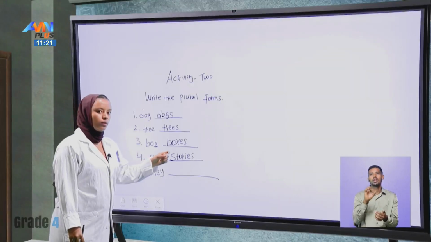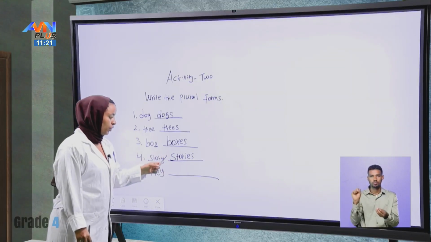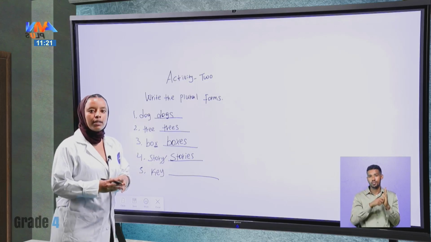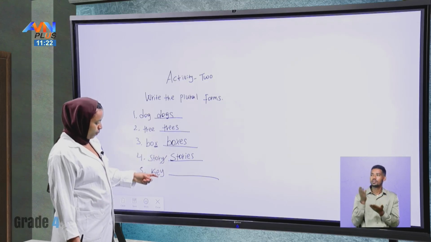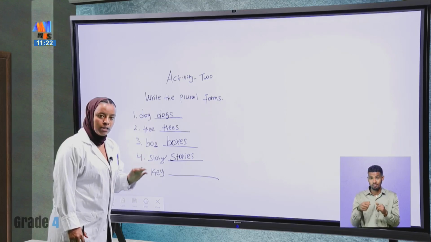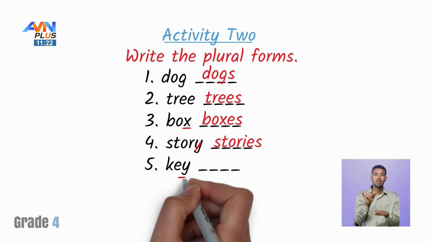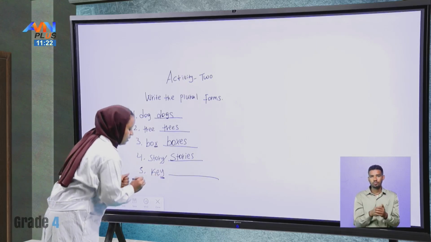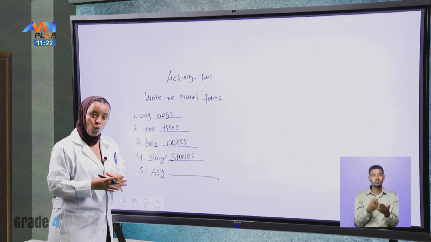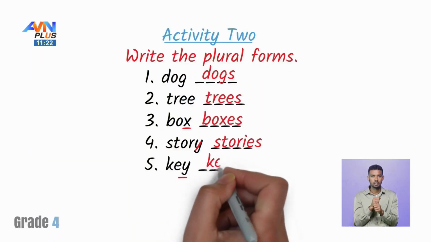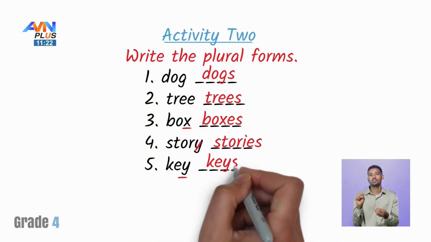Story, stories. Here is key. Key looks the same as story, ending with Y, but here is the difference. Before Y, there is what? A vowel, E. So we don't cancel Y. We easily take key, keep it the same, and add S.